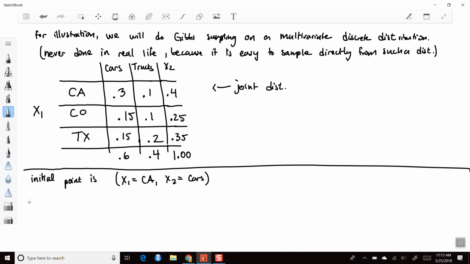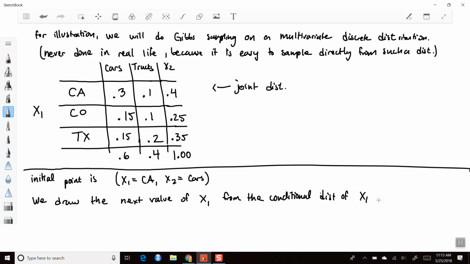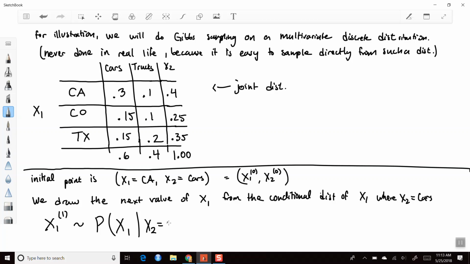So we draw the next value of x1 from the conditional distribution of x1 where x2 is equal to cars. So this is x1 at time 0 and x2 at time 0. We draw x1 at time 1 from the distribution of x1 given that x2 is equal to x2 at time 0, which is cars.